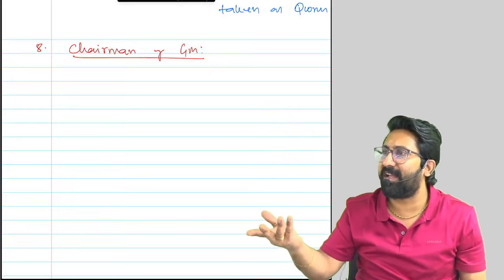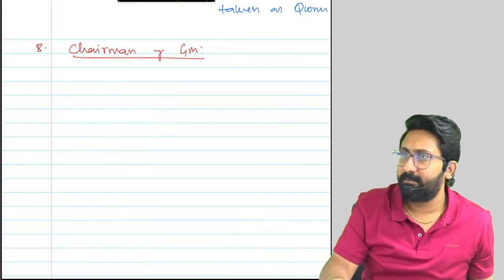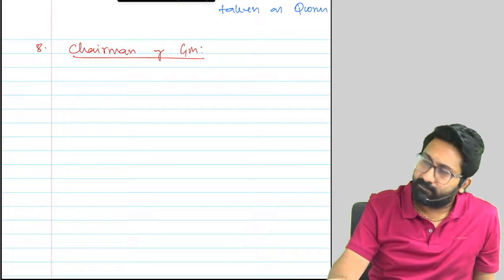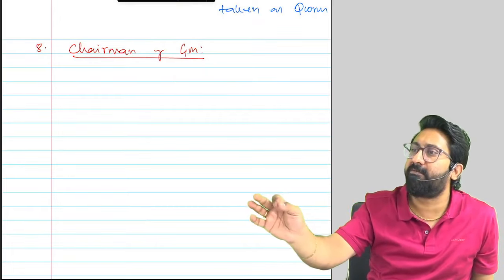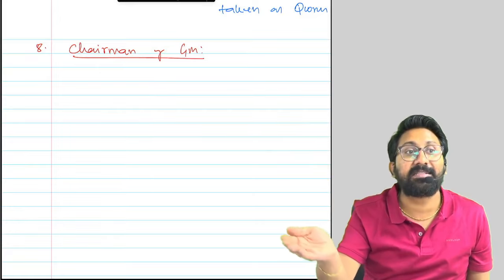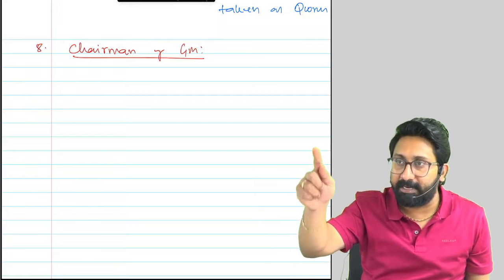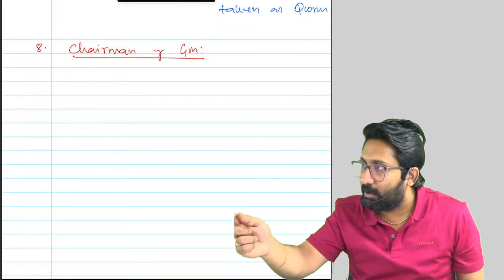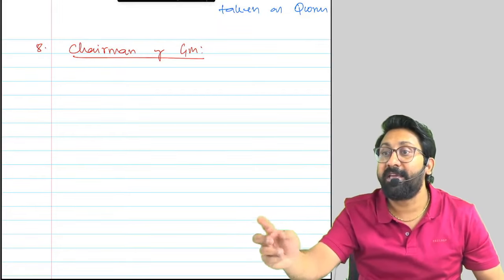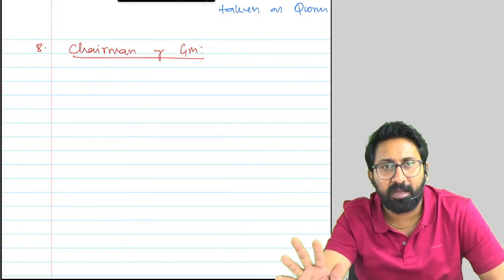Tell me the answer, not nodding the head by yes, sir. How is the chairman elected? Articles. Whoever's name is written in the articles will become the chairman of the general meeting. If articles are silent, what will happen? Members personally present should elect one of them to be the chairman of that meeting. Over. Up to here, understood?